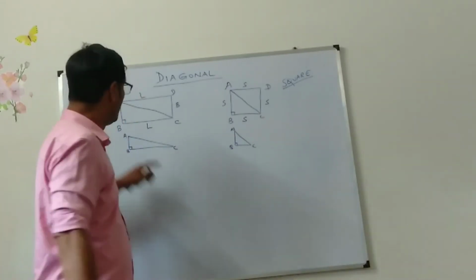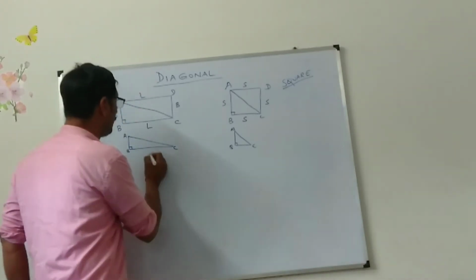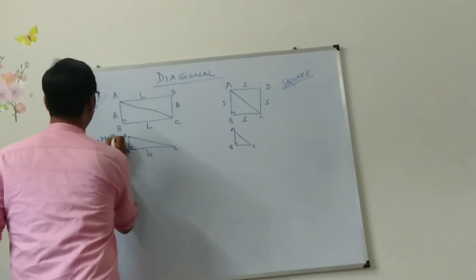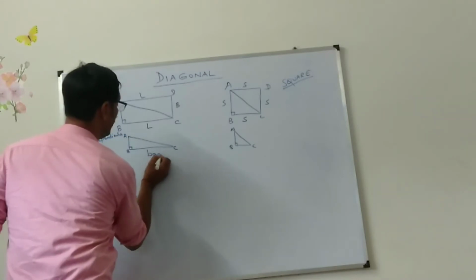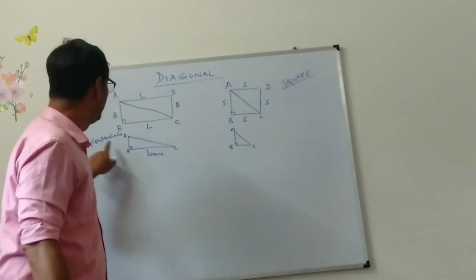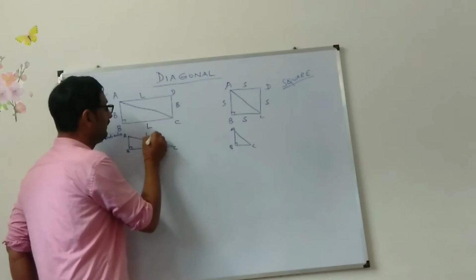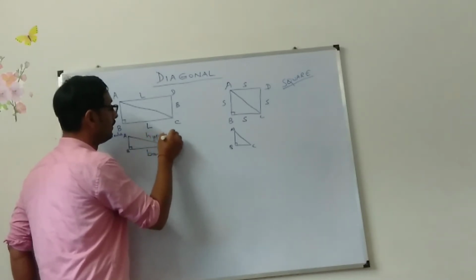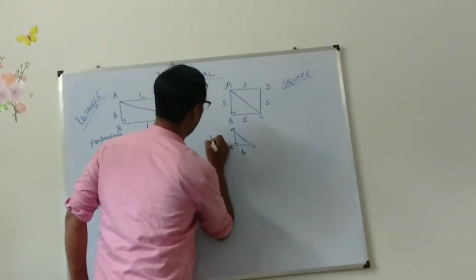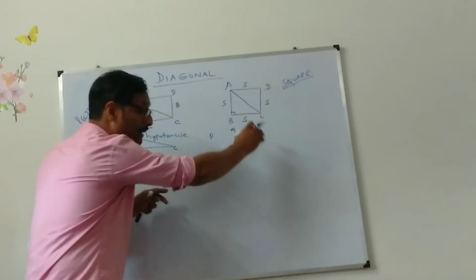What are the two lines making 90 degrees? The first line is the base and the second line is the perpendicular. With respect to the triangle, the name of this side is base and this side is perpendicular, and this is the hypotenuse. The same logic is applicable over here: base, perpendicular and hypotenuse.